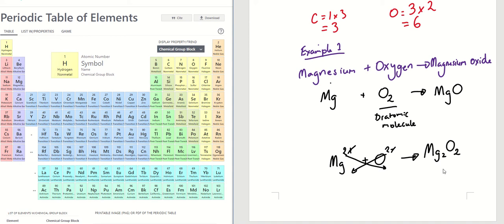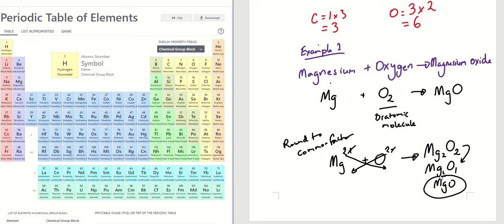Mg2O2. You want to round it off to the common factor. And so the lowest you can go is 1 all. So you then go magnesium 1, oxygen 1. But obviously 1s are redundant, so you can then just write it as MgO as the main formula there.